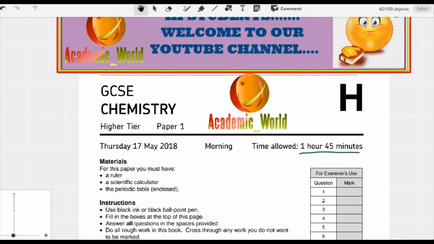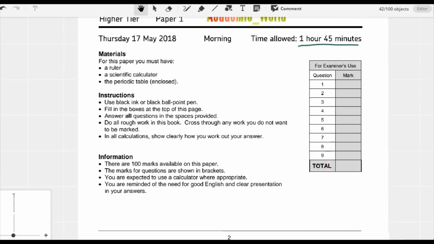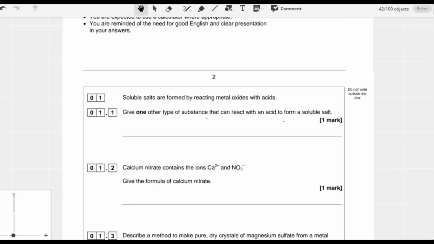So today our topic of discussion is the past paper regarding GCSE chemistry. So without wasting time, we are going to solve the first question: soluble salts are formed by reacting metal oxides with acid. Give one other type of substance that can react with an acid to form a soluble salt.